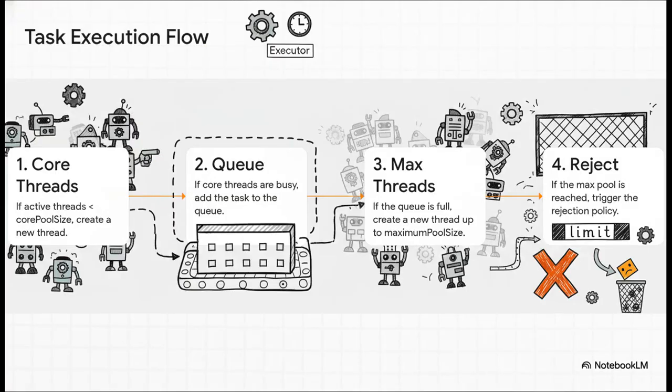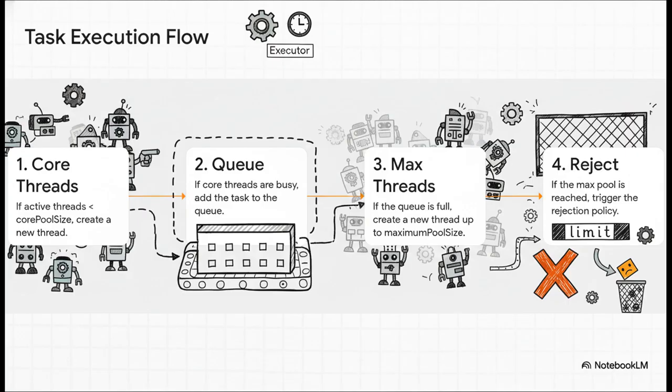This is the logic that runs every single time you submit a task. First, the executor asks, do I have any of my core threads free? If the answer is yes, great, that thread gets the task. If all the core threads are busy, it asks question 2, is there room in the work queue? If yes, the task gets added to the queue to wait.